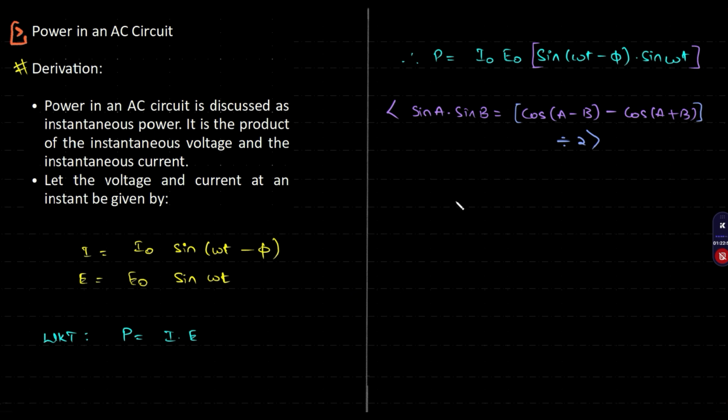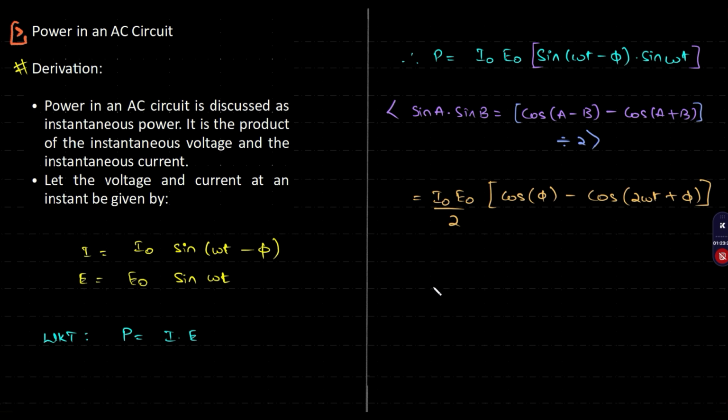Now, when we apply it over here, we have I naught E naught by 2. And in the numerator, cos of the difference between those two will be phi. Cos of minus theta is cos theta, so I don't have to think about the negative sign. And here it will be cos of 2 omega t plus phi.